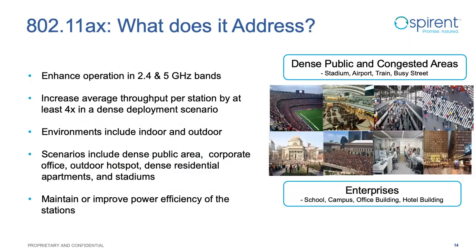So what is 802.11ax? What does it address? Really, it's enhancing the operation of the 2.4 and 5 gigahertz bands to increase the average throughput per station by at least 4x in dense deployment scenarios. So really, we're looking at large indoor and outdoor environments where you're going to want to have a lot of Wi-Fi access points. Scenarios include public areas, corporate offices, hotspots, residential apartments, and stadiums. And again, it's focused on maintaining or improving power efficiency in these stations.